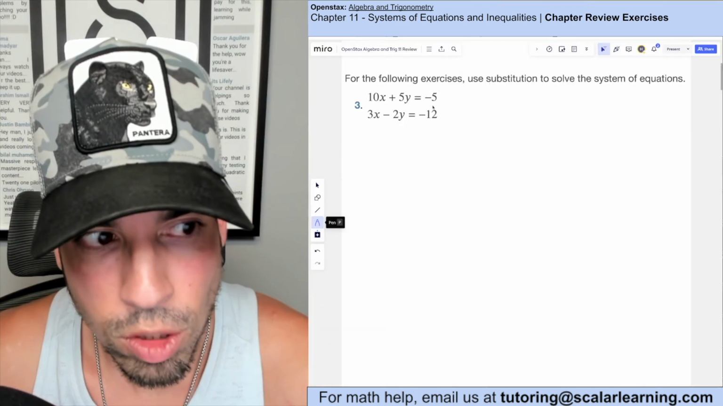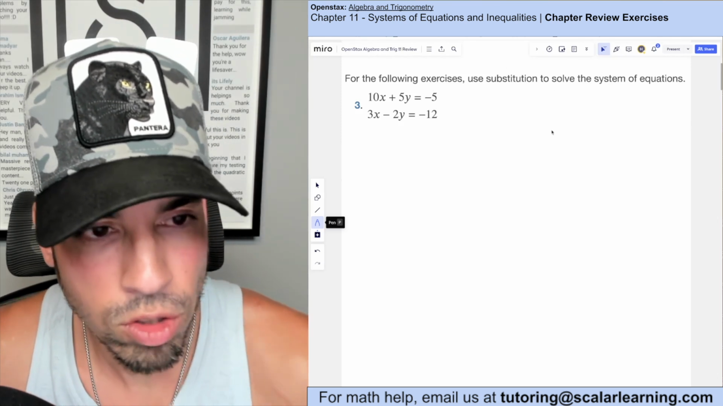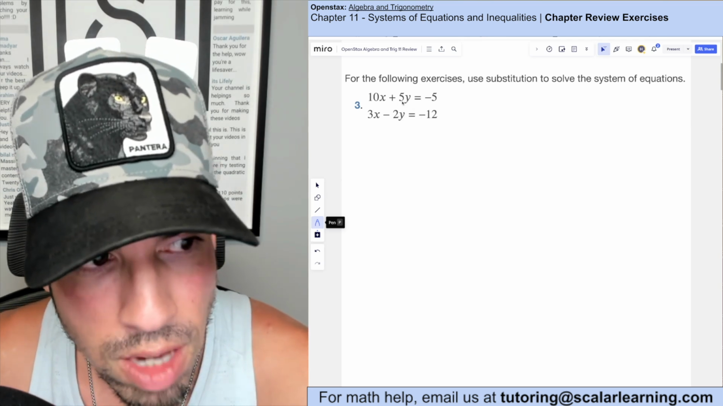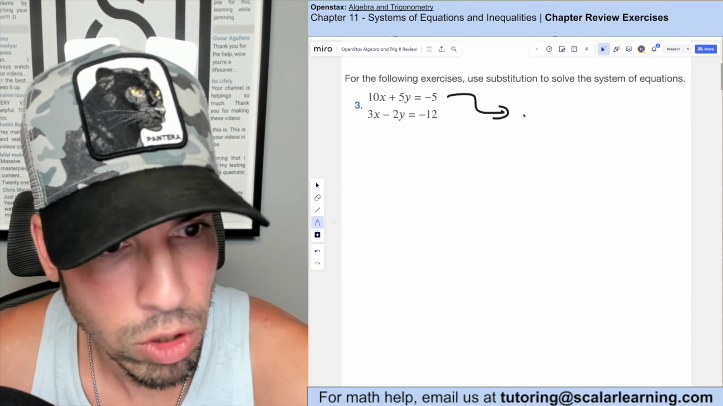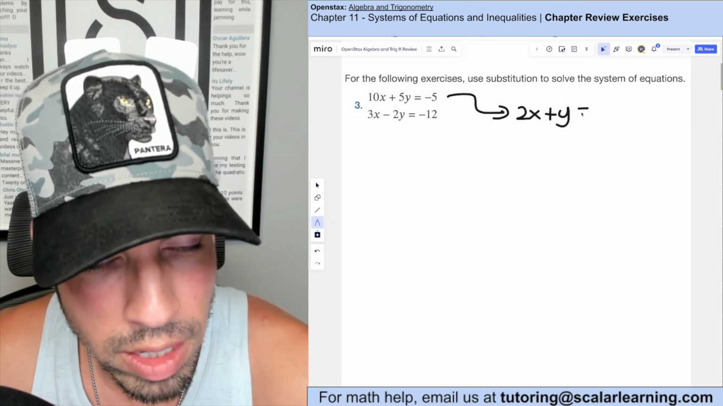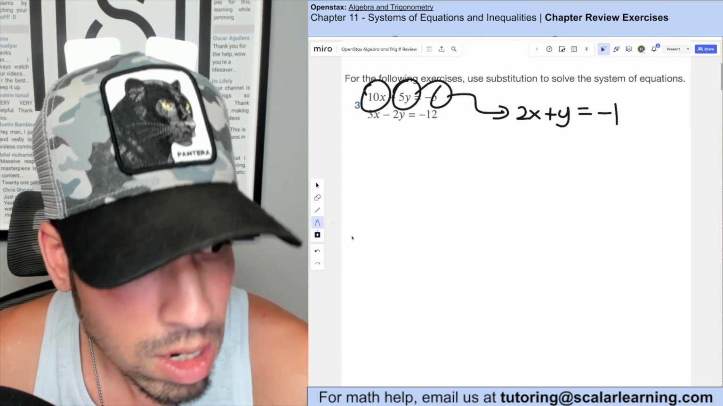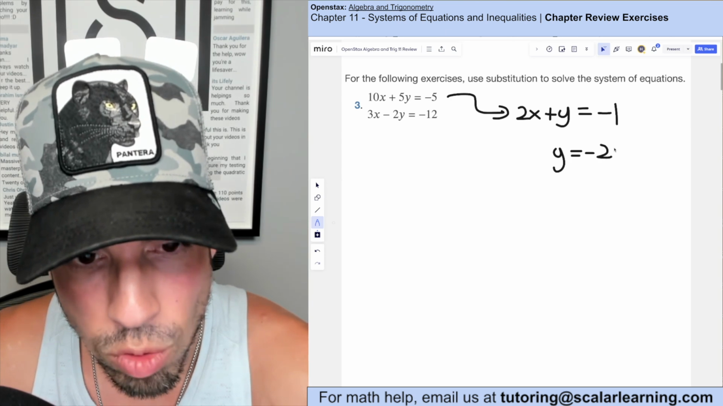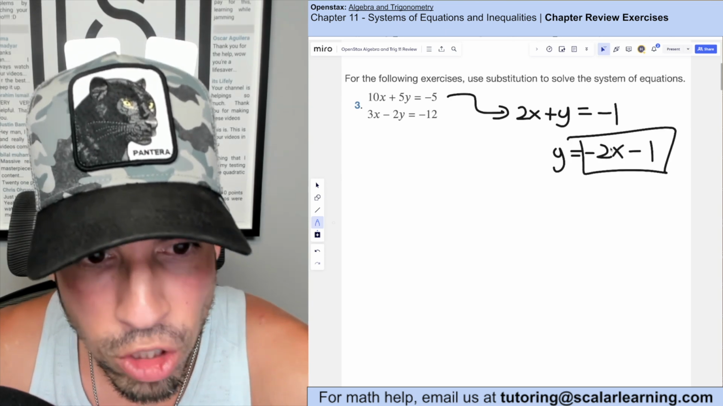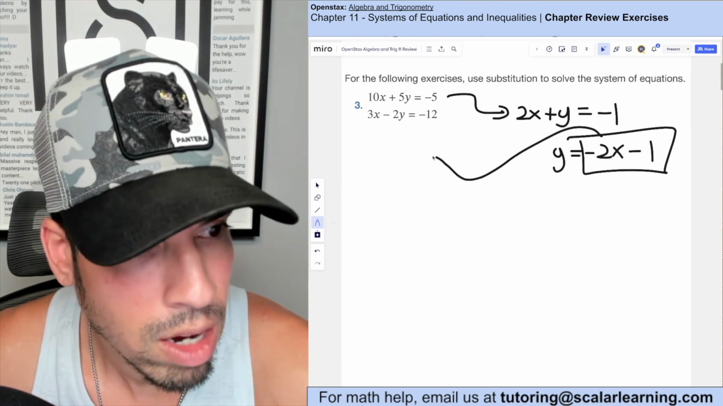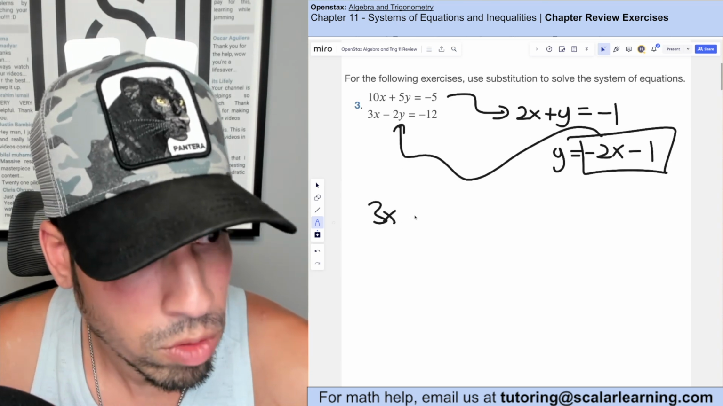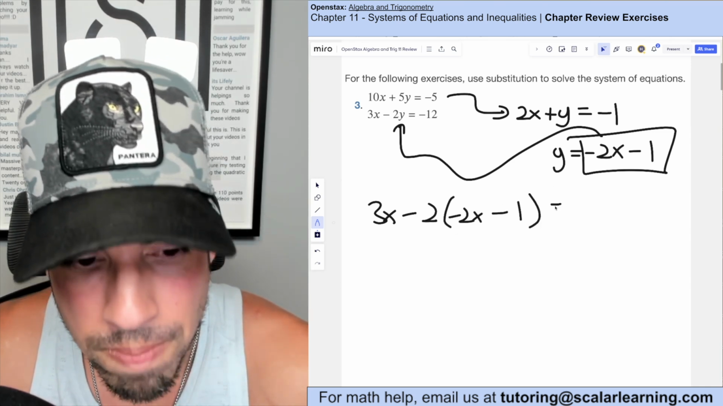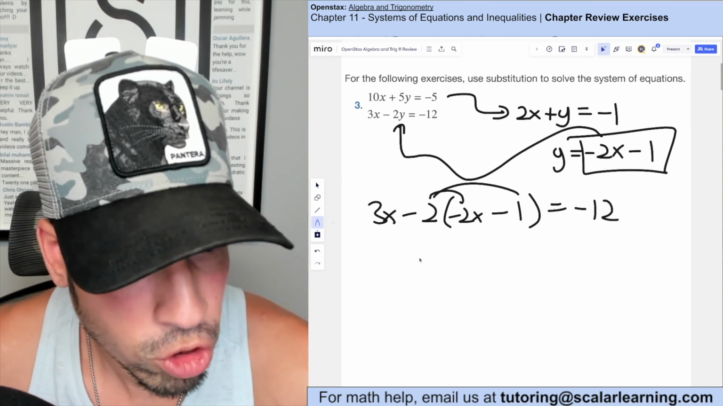Boom, done. For this one, we're going to use a little substitution, as it says, to solve the equation. So substitution, I need to isolate one of the variables. Let's look at this top equation. I'm going to divide everything by 5 first. Then I get 2x plus 1y equals -1. Again, I divided each of these by 5. Now I've got y in a position where I can isolate it easily by subtracting 2x from both sides. So now I have an expression for y in terms of x. Now I can take this and plug it in down here. So I have 3x minus 2 times y, and I'm going to replace y with -2x minus 1, and this equals -12.